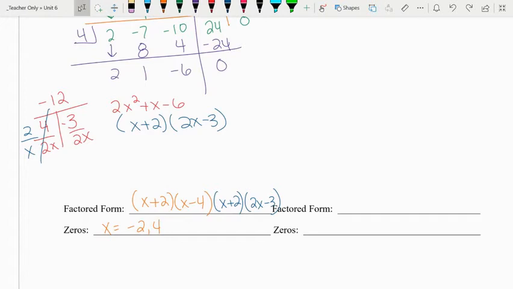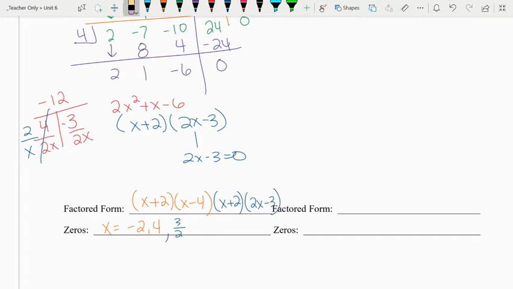Now, in our zeros, I don't have to write -2 again because I already know it's a 0. But I do need to solve this one, which would give me 3 over 2. Okay, now if you wrote -2 a second time, I will not mark off any points. But you don't need it because it's already there.